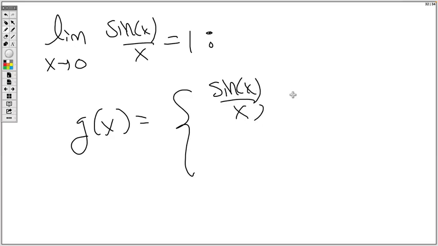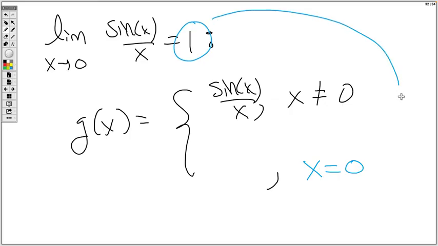Sine x over x is perfectly fine as long as x isn't 0. But now, this is the new part. If x is 0, I know what the function should be. The function at 0 should be what? 1. So I'll fix it.